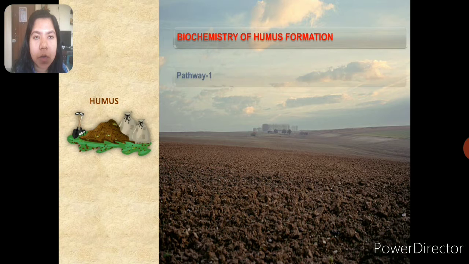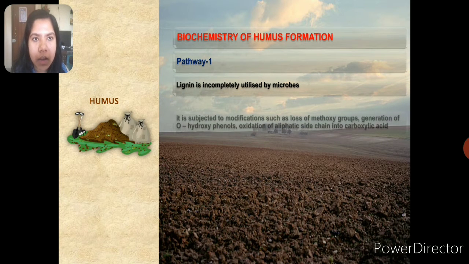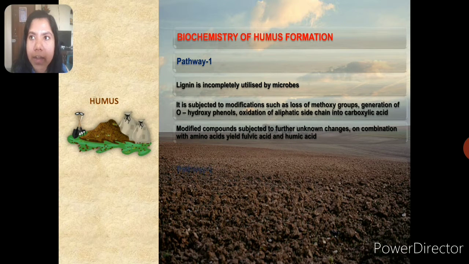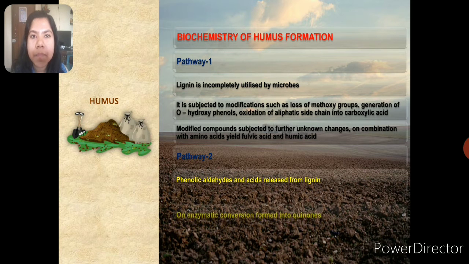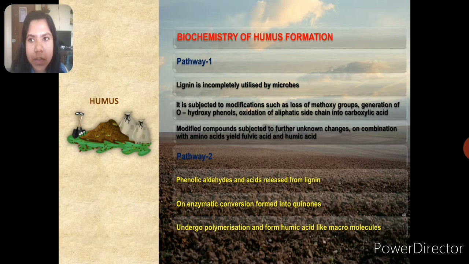Now, the biochemistry of humus formation. It has four pathways. In pathway 1, lignin is incompletely utilized by microbes. It is subjected to modifications such as the loss of methoxy groups, generation of O-hydroxyphenols, and the oxidation of aliphatic side chains into carboxylic acids. The modified compound is subjected to further unknown changes and, on combination with amino acids, yields fulvic acid and humic acid.